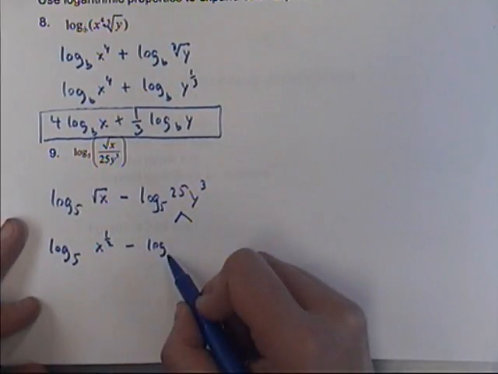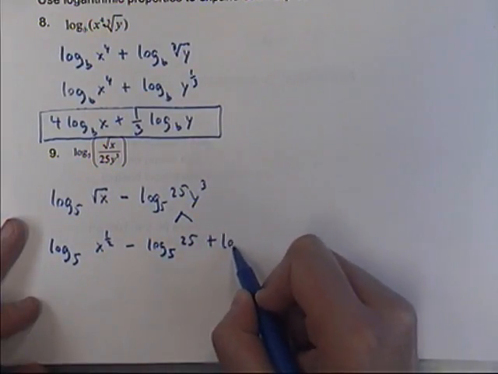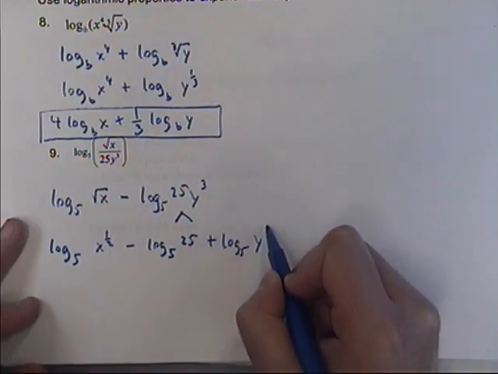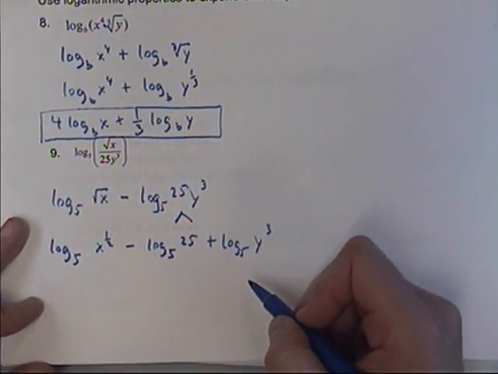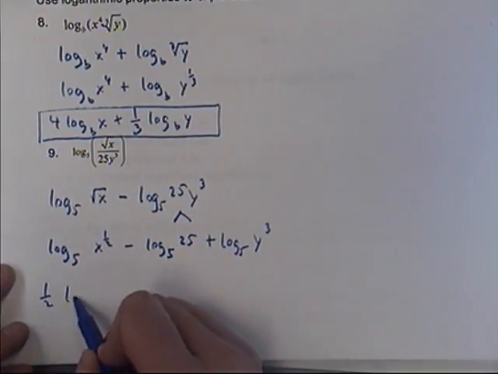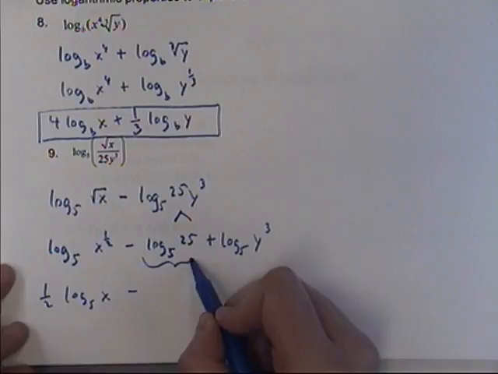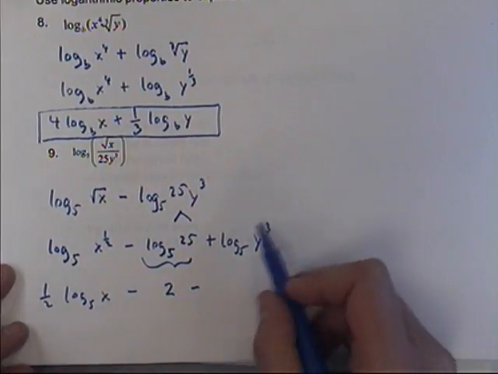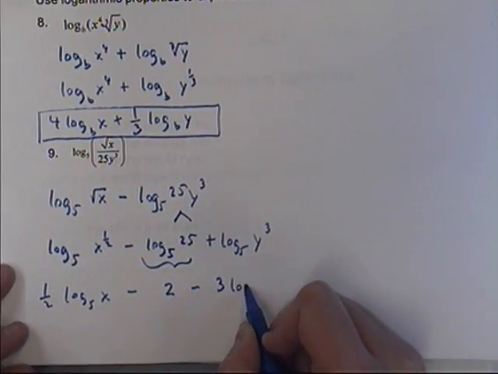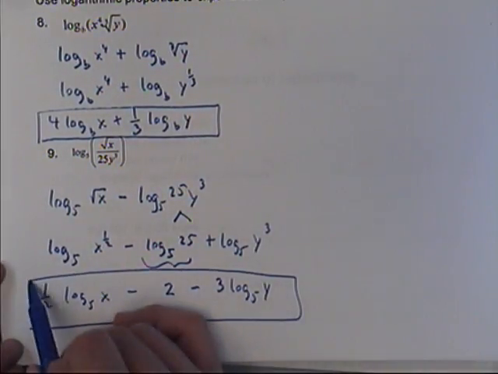And then this one, as the product rule says, you can write it as log base 5 of 25 plus log base 5 of y to the 3rd. And then the last step is simply moving your exponents out into the front. So this is going to be 1/2 log base 5 of x minus, setting this equal to a question mark gives you the number 2. And then moving the power in front gives you 3 log base 5 of y. Okay.